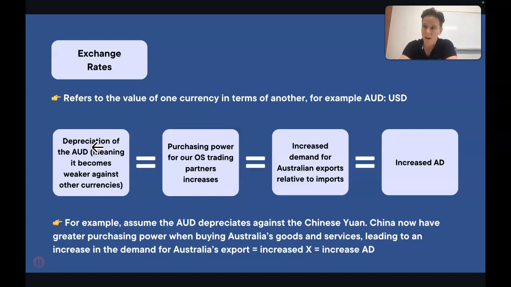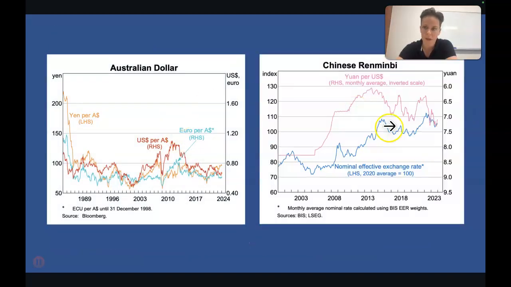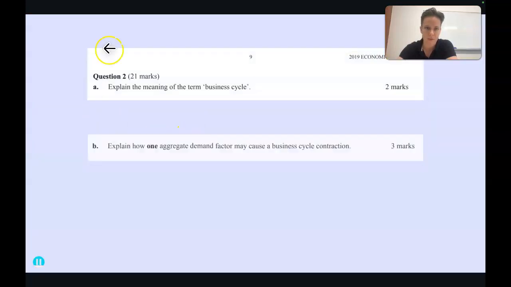Make sure you go back and rewind and listen to that again if you need to, and start to write out those linear arguments so that it makes sense. And if nothing else, just associate a decrease in the value of your currency with an increase in aggregate demand and vice versa.